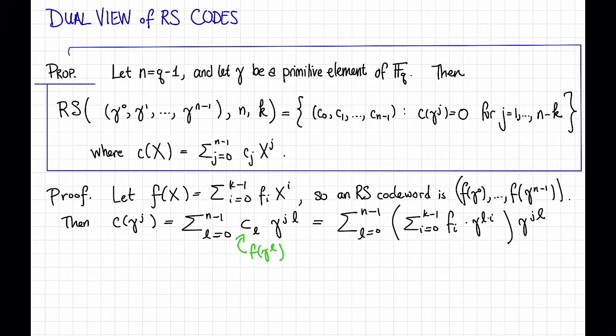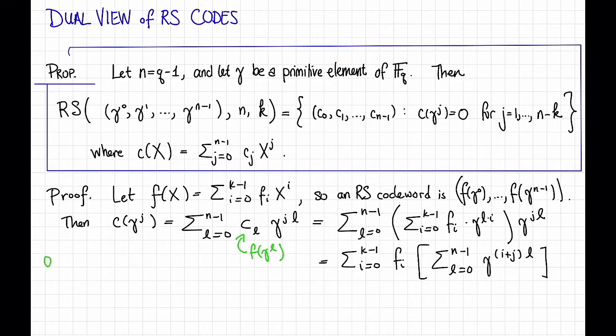Now switching the order of summations, this is equal to the sum from i equals 0 to k minus 1 of f_i times the sum from l equals 0 to n minus 1 of gamma to the i plus j times l. Notice that 0 is less than or equal to i is less than or equal to k minus 1 by definition, and 1 is less than or equal to j is less than or equal to n minus k by definition. So that means that i plus j is at least 1, and at most n minus 1.